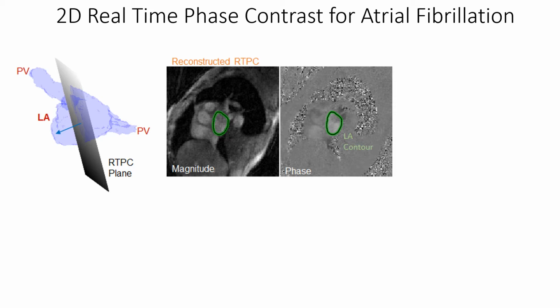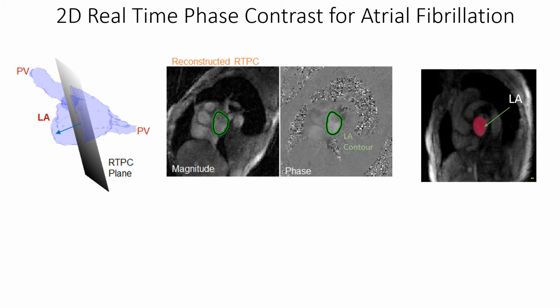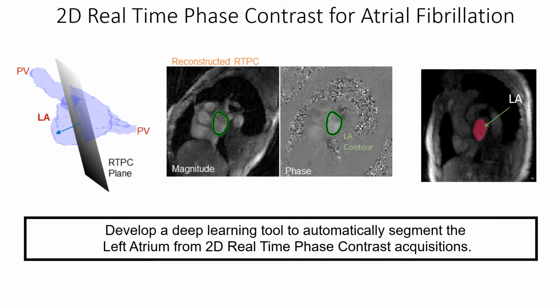We do have to segment the left atrium in order to restrict our calculations to it, which for one frame is really easy. However, as we have many hundreds of frames over several heartbeats, segmenting each frame is no longer feasible, especially clinically, which limits the impact of this technique. The purpose of this project was to develop an artificial intelligence or AI deep learning tool to automatically segment the left atrium in 2D real-time phase contrast scans.